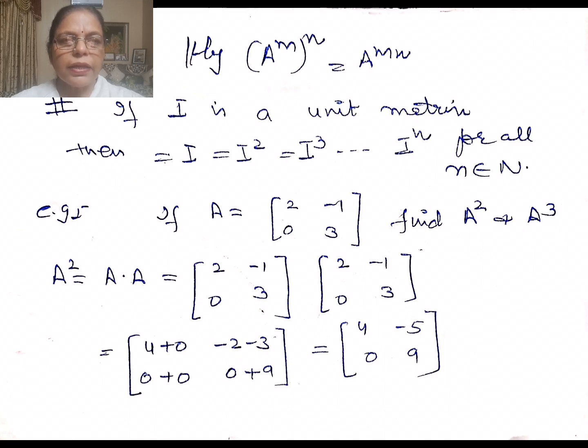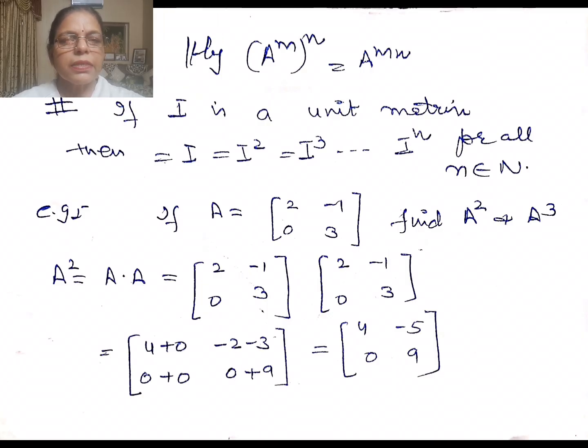Now, if I is the identity matrix, or we can say unit matrix, then I square is equal to I cube and so on. I raised to power n is equal to the identity matrix for all n belonging to natural numbers. Next, we come to examples.